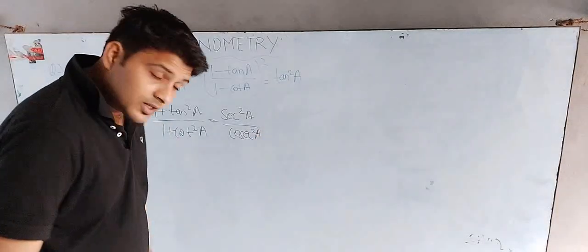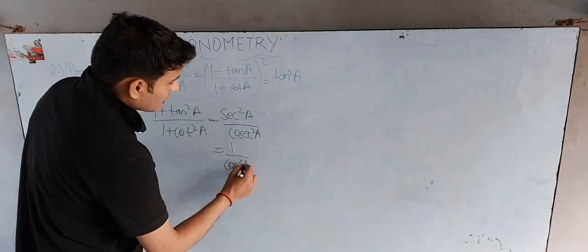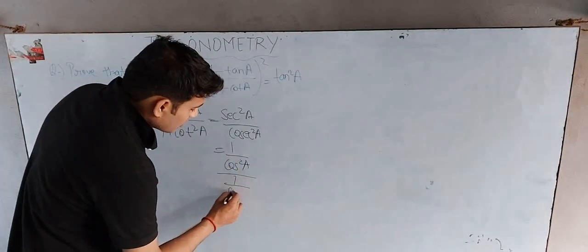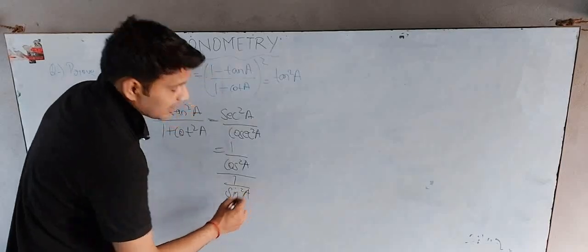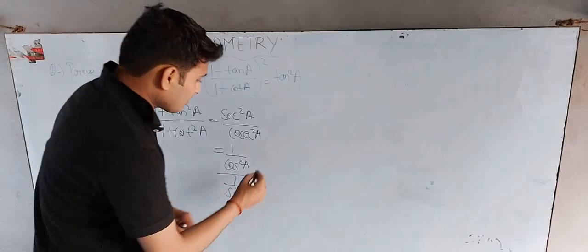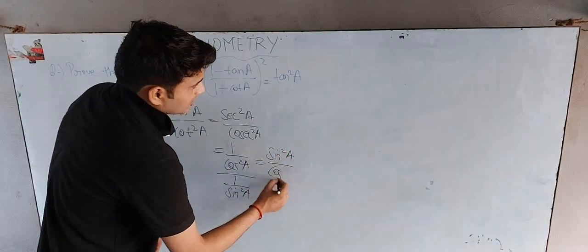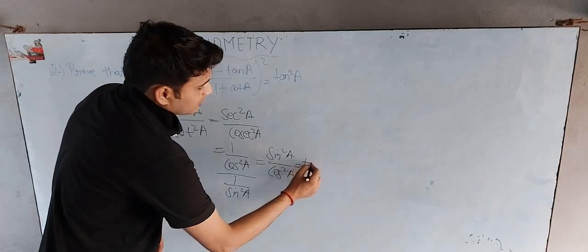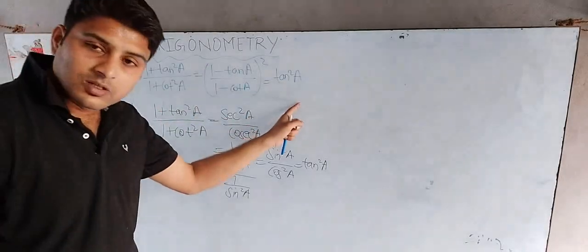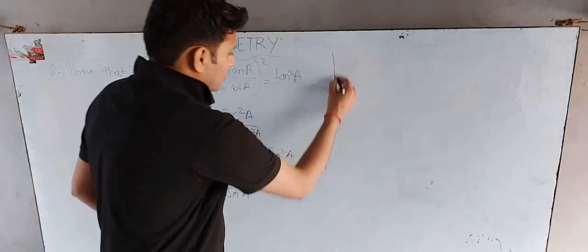And sec square A will be equals to 1 upon cos square A and cosec square A will be equals to 1 upon sin square A, as sec and cosec are reciprocal to cos and sin respectively. Here we will get sin square A upon cos square A, which is equals to tan square A. So here we have proved that the first term is equals to the third term. Now we will prove the middle term is also equals to the third term.